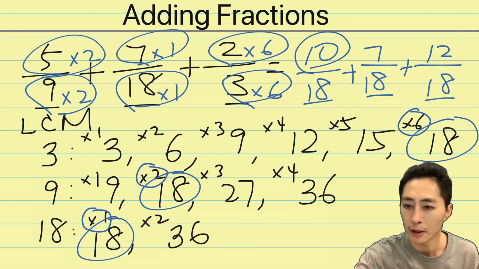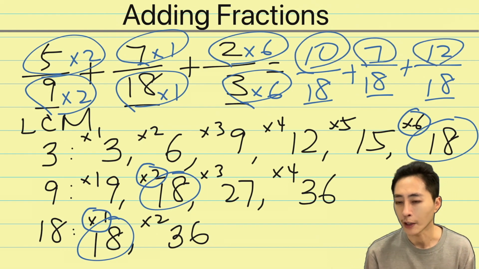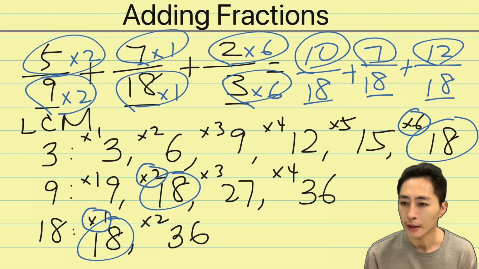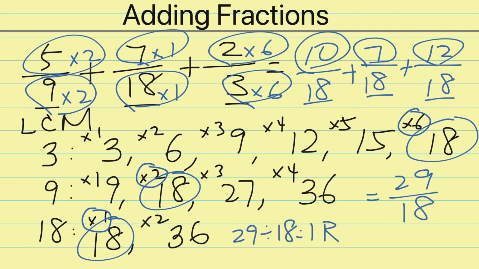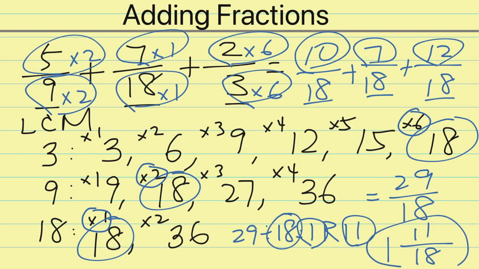The last step would be to add the numerators together. So we have 10 plus 7 is 17, and then 17 plus 12 is 29. So we got 29 over 18. Now again, we have an improper fraction. So 29 divided by 18, we'll have one whole, and the remainder would be 11. So we would write the mixed number as 1 and 11 over 18, and that's the final answer.